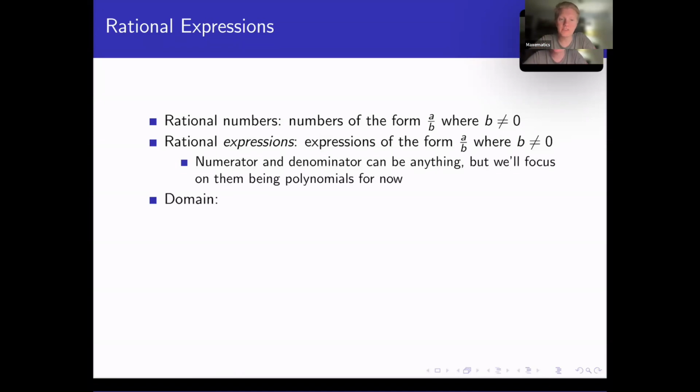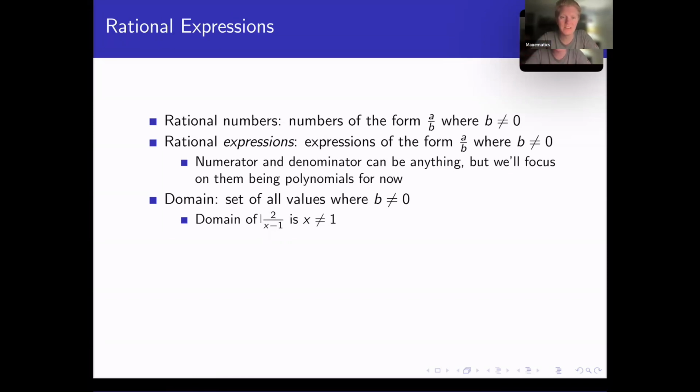The domain for a rational expression is the set of all values where the denominator does not equal 0, right? If we want an expression to be defined, we need to make sure that the denominator does not equal 0. So for example, the domain of 2 over x minus 1 would be everywhere that x does not equal 1, because if we plug in 1, 1 minus 1 is 0, 2 over 0 is undefined. So the set that it is defined, the domain is everywhere except 1. And we're going to spend a lot more time doing this when we get to chapter 2, but at least we're setting the stage right now.